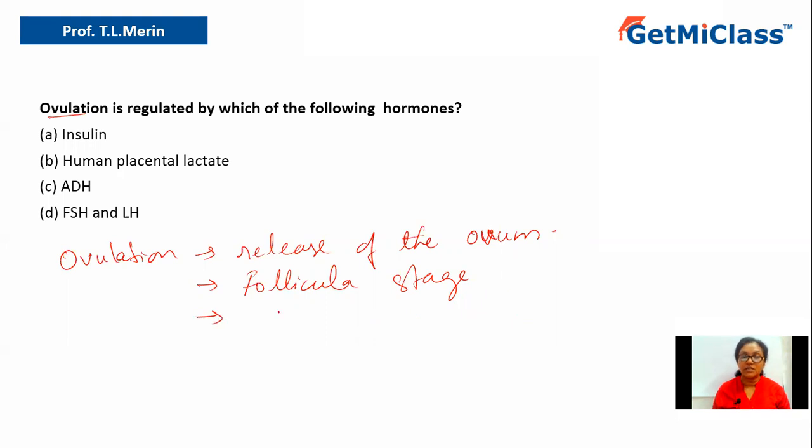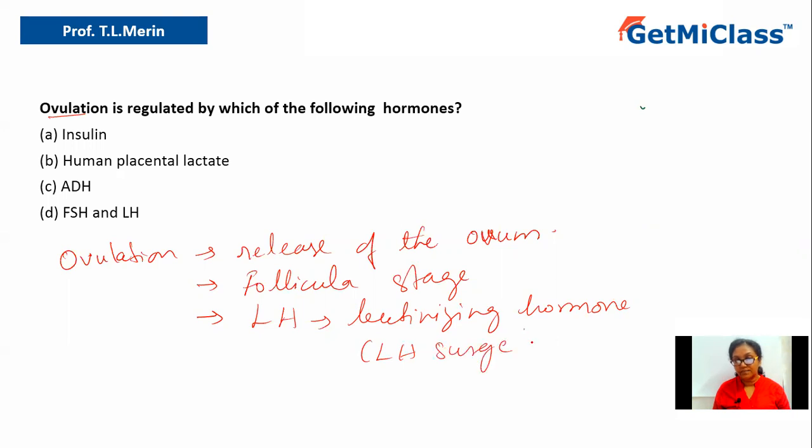So the hormone which is involved in the rupturing of the Graafian follicle and release of the ovum, the main hormone, is the LH hormone. What is LH? It is nothing but luteinizing hormone, and it is released in very high concentration at that time. This is also called the LH surge. A very high concentration of luteinizing hormone will be released. Further, the Graafian follicle will rupture and release the ovum.